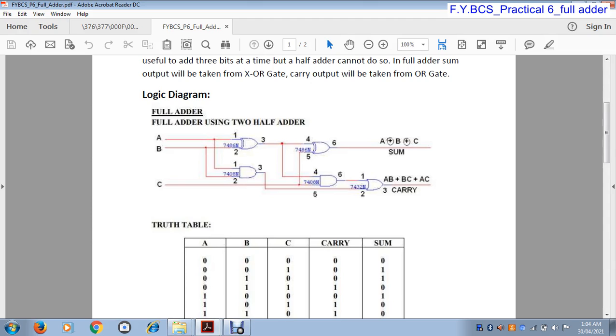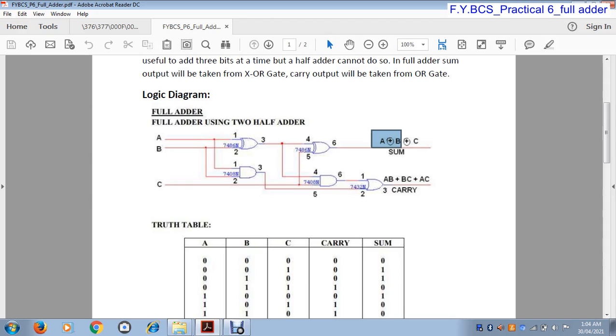So this input is A XOR B. Now the second input for this XOR gate is C. So the first input is A XOR B and the second input is C. It performs the XORing operation, so we get A XOR B XOR C.